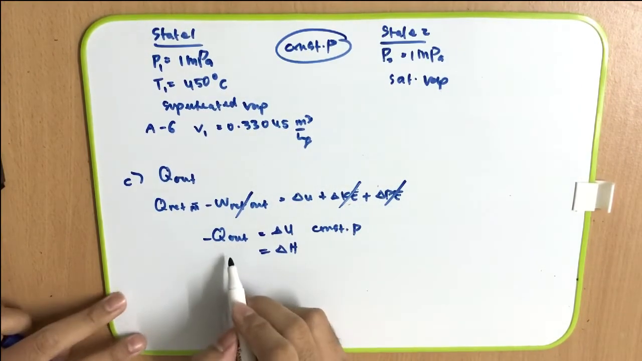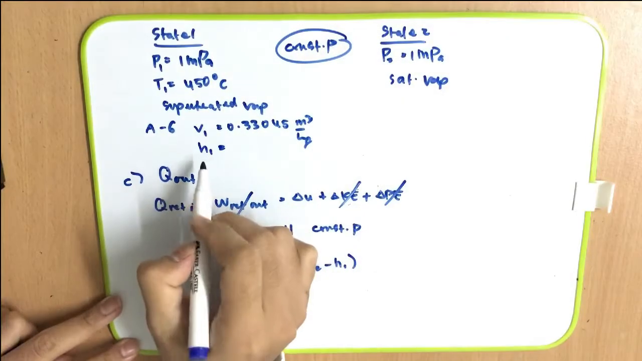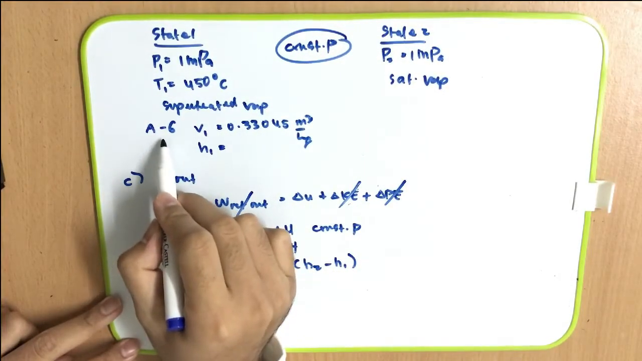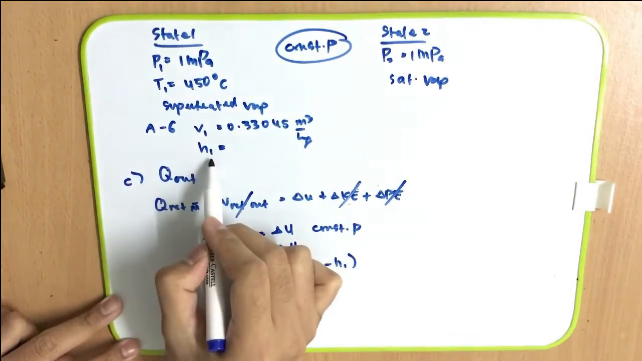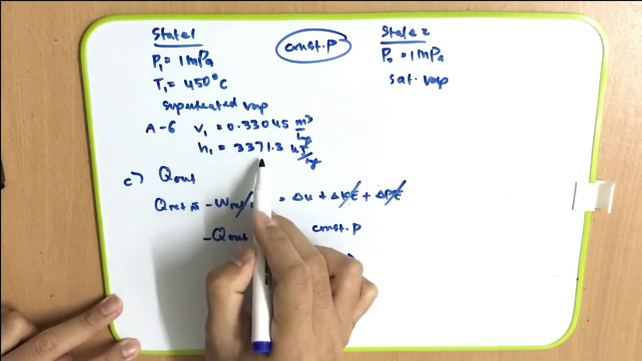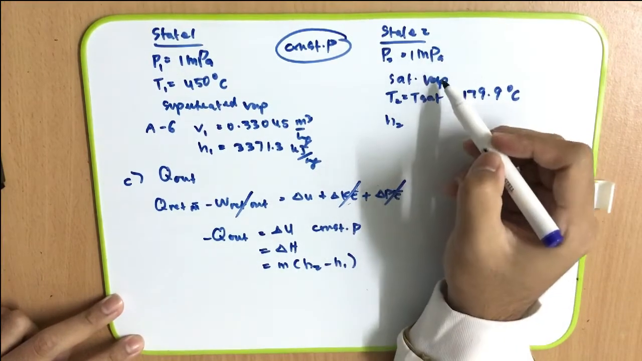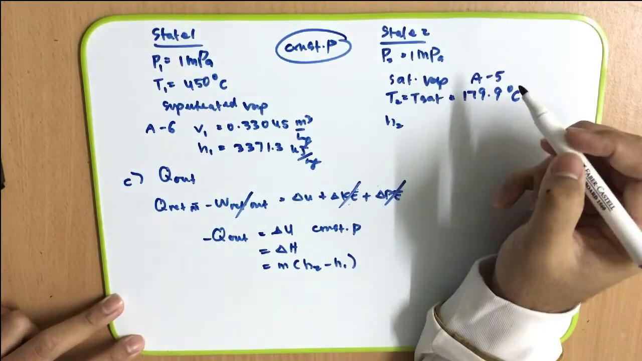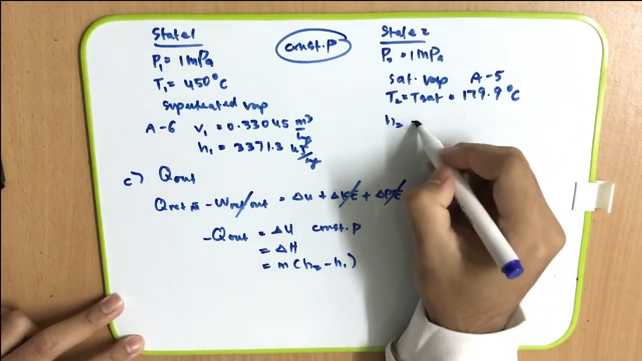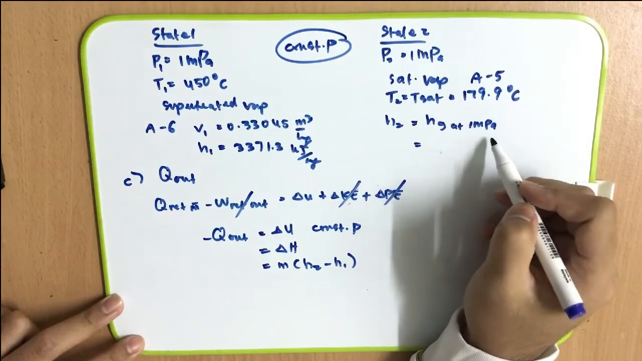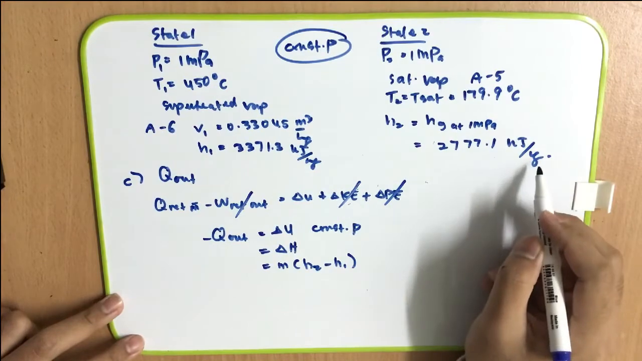So in order to find Q out, we have to find the enthalpy at state 2 and also the enthalpy at state 1. For H1, we can find from table A6 at 1 megapascal and temperature 450 degrees C, and H1 is equal to 3371.3 kilojoule per kg. For H2, we know that in state 2 the phase is saturated vapor, so from table A5, H2 is equal to Hg. At 1 megapascal, Hg is equal to 2777.1 kilojoule per kg.